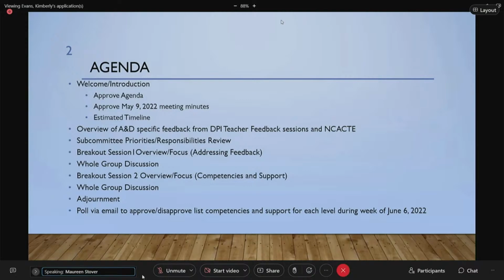You also received a copy of the minutes from our May 9th meeting in the pre-meeting email. So if you haven't already taken a look at those, if you could quickly look over them, and if I could get a motion to approve the meeting minutes from the May 9, 2022 Advancement and Development meeting.